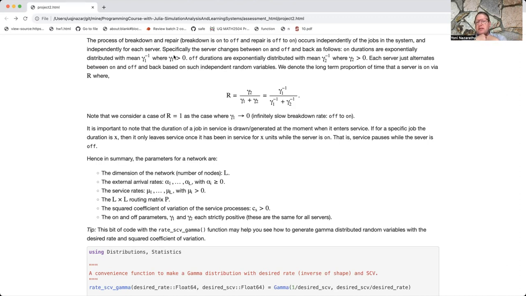These on and off states are completely not influenced by the number of jobs, by the server being used or not, or by anything else. They just happen exogenously. An important quantity is R, the long-term proportion of time in the on state. That's the mean of being on divided by the sum of the means, or you can represent it this way too. You can also consider the case R equals 1 if you take gamma 1 to go to 0, meaning an infinitely slow breakdown rate, so the time between going off to on goes to infinity. R equals 1 means you don't have breakdowns. R less than 1 means that you have breakdowns. R still needs to be greater than 0.